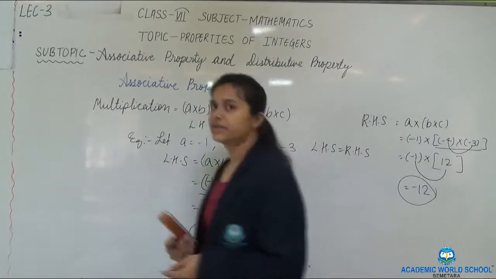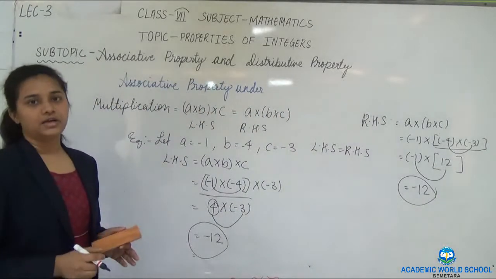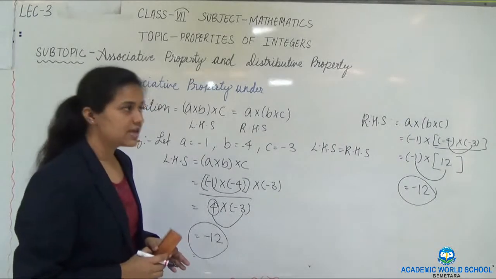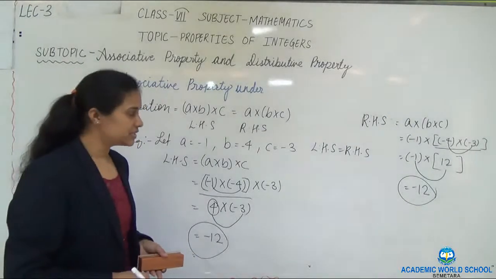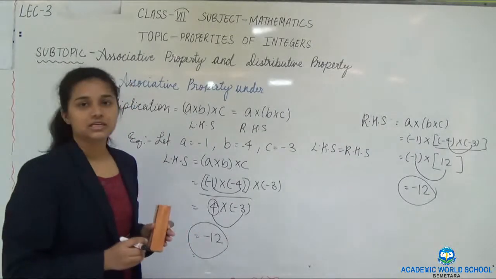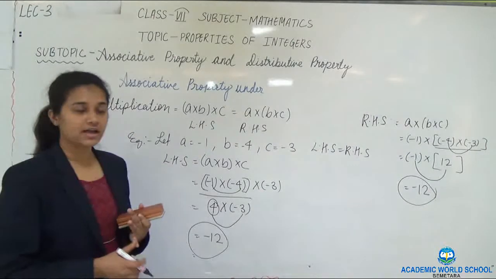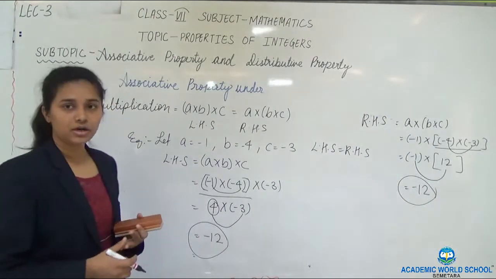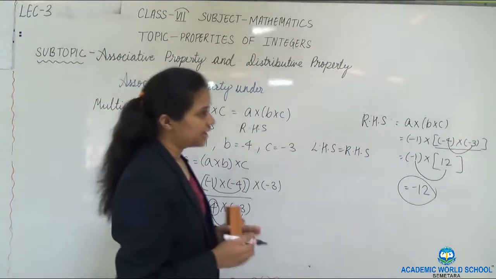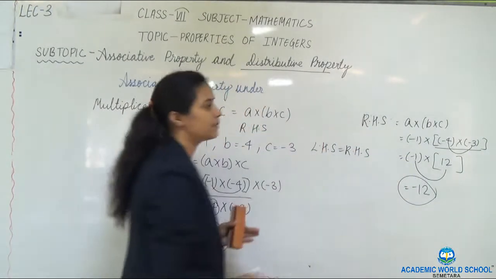Now the next operator is division. Children, all of you know that division does not satisfy the closure property, because if we divide any two integers, it is not necessary that we get an integer. So the division does not satisfy any of the further properties. Neither does it satisfy the closure property, nor commutative, nor associative. Now the next property which we are going to read is distributive property.